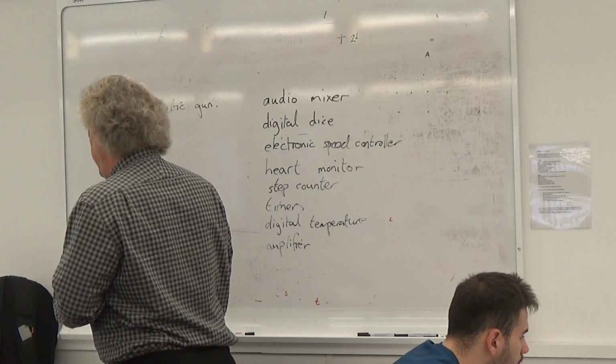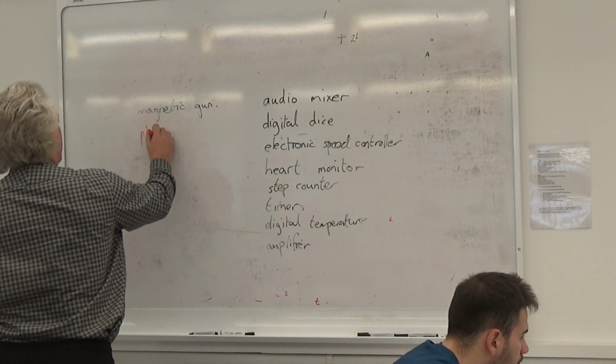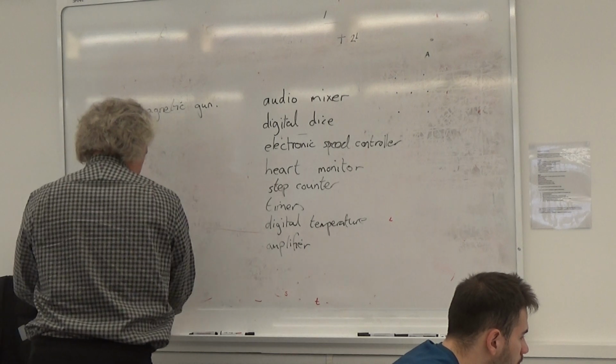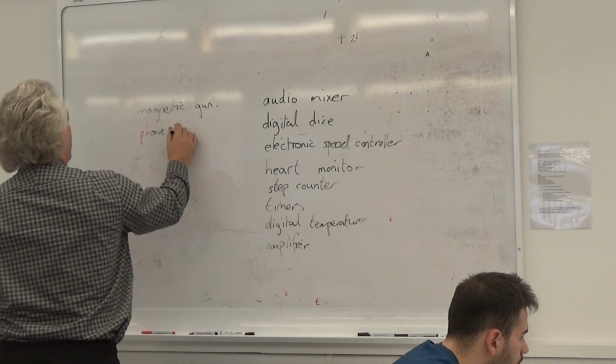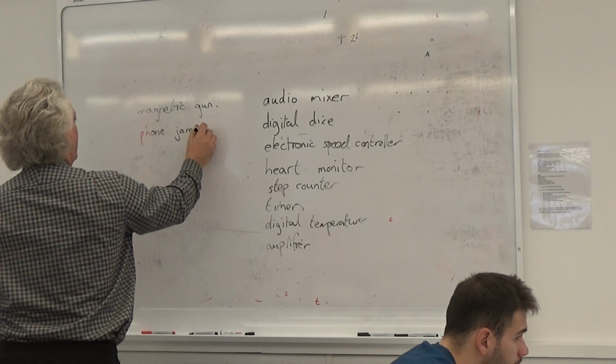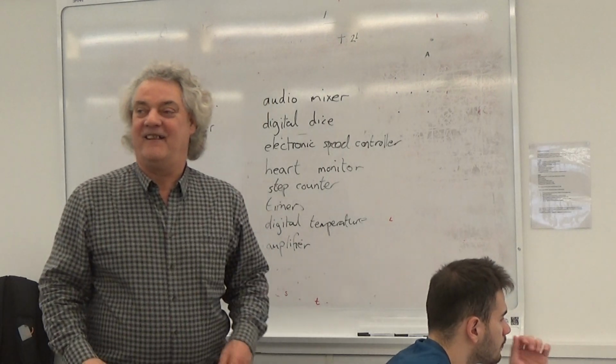What else did we have? There's a mobile phone jammer. Yeah, we had a phone jammer. Quite easy to test, that one. Yes, it is easy to test, isn't it?